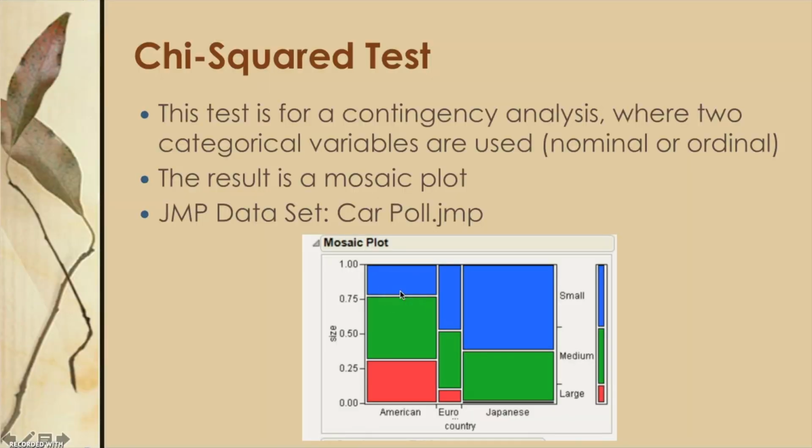This is the chi-squared test. So for this one particularly, we're looking at contingency analysis. And this is where you have two different categorical variables. And again, categorical inside of JMP would be nominal or ordinal variable types. And the result for this would be a mosaic plot and a contingency table as well. And the data that I'm going to be looking at is carpool.